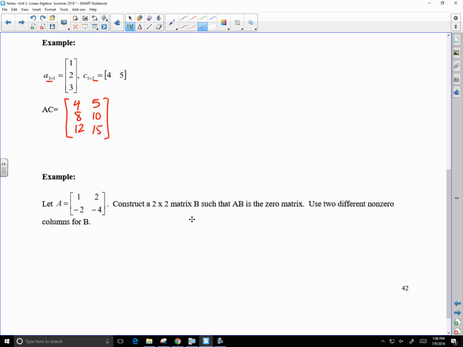All right, so I'm going to put a star on the next example.